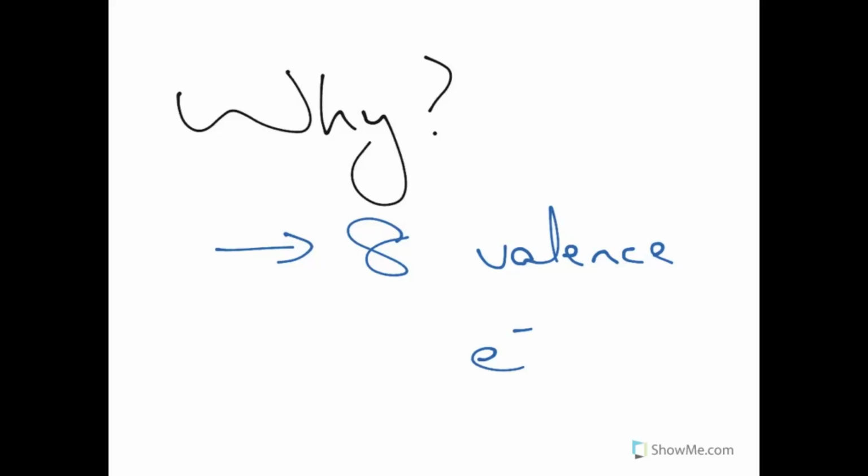These atoms follow the duet rule. Atoms like lithium. When lithium transfers an electron, it has an outer shell with 2 electrons. So that's the duet rule. But most atoms follow the octet rule.